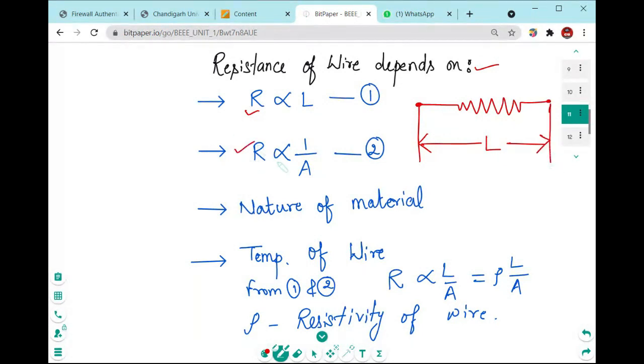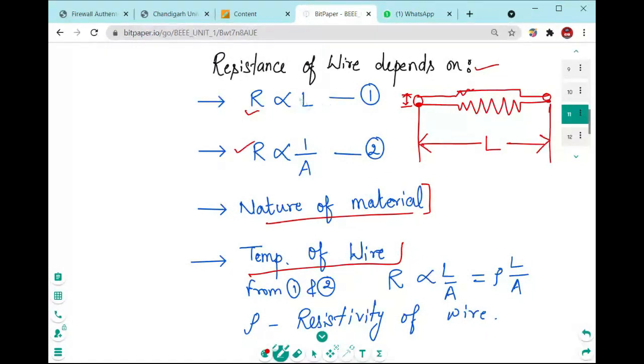Second point, resistance is inversely proportional to the area. Let's suppose that this is your resistance, and this is the thickness of your particular resistance. So you can find out the area of this particular resistance. Resistance is inversely proportional to the area. It will also depend upon the nature of the material.